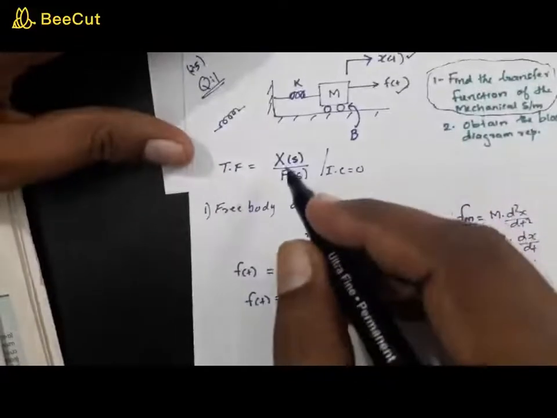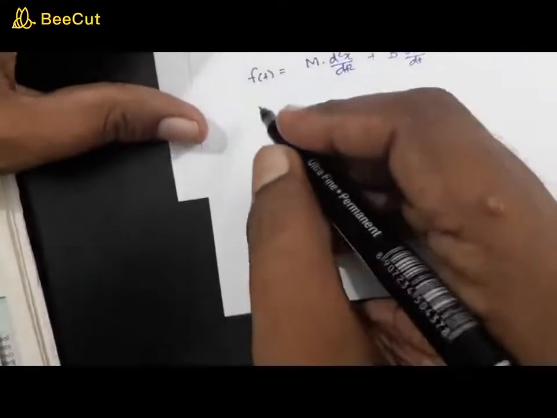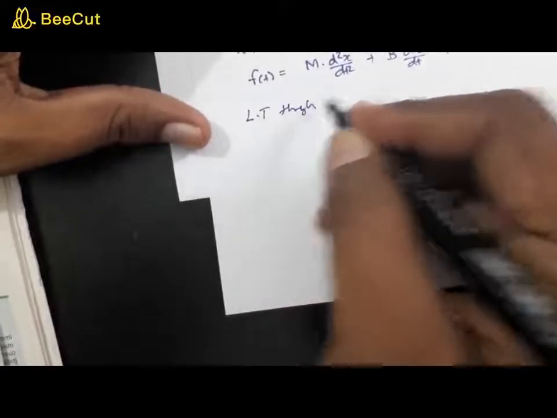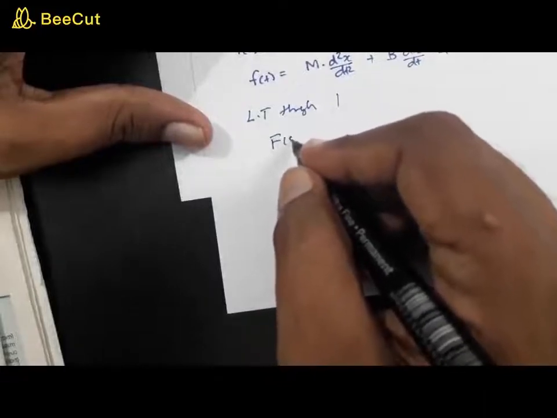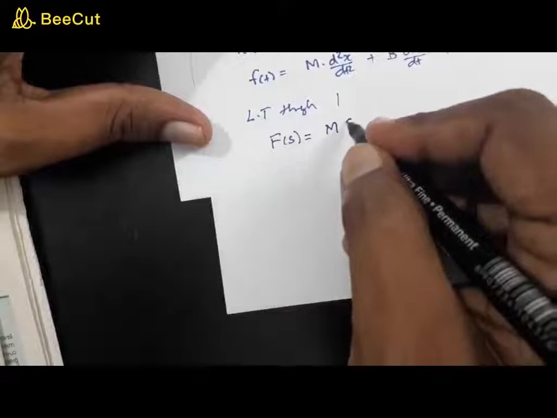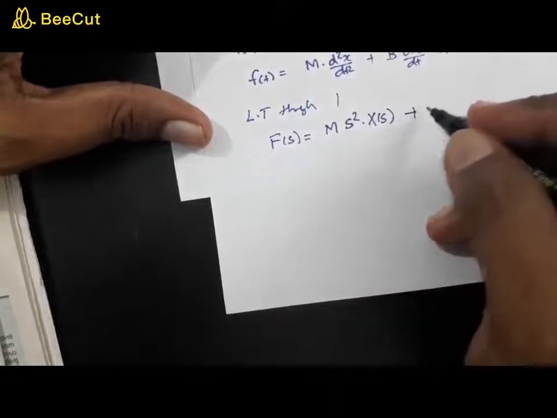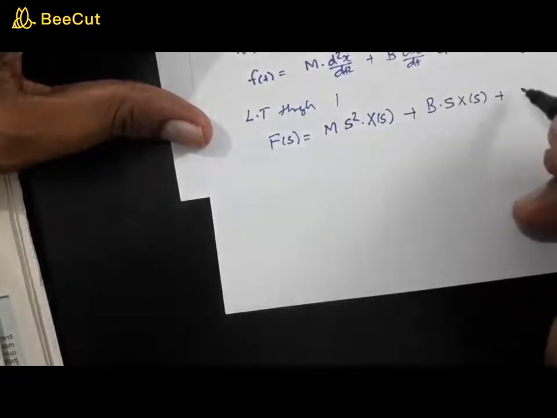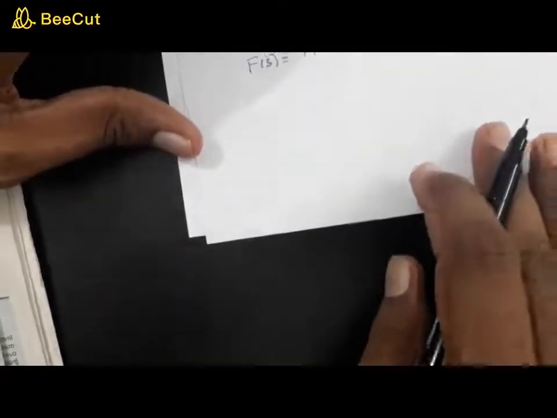Now, from this equation, our objective is to find x of s to f of s. What's the next step? The next step is to apply the Laplace transform throughout. So we'll get f of s is equal to m into s square into x of s, and the rest we ignore because the initial condition is 0, plus b into s into x of s plus k into x of s. So you're going to get the same expression as we learned in the previous video.